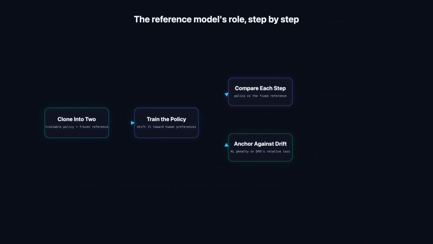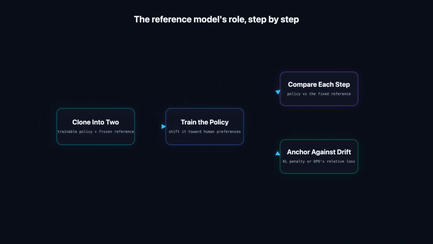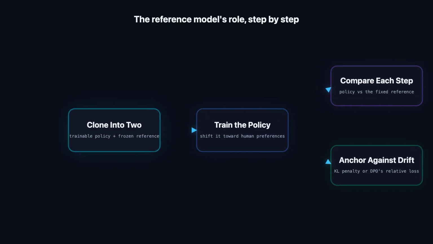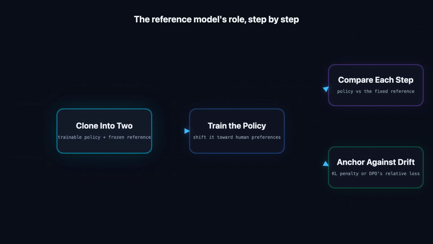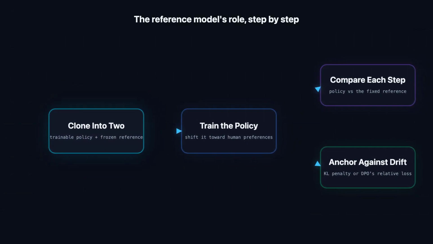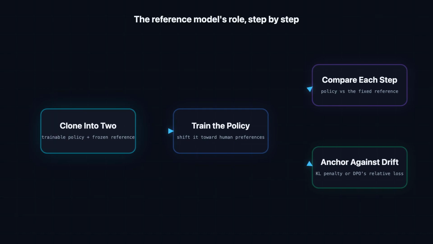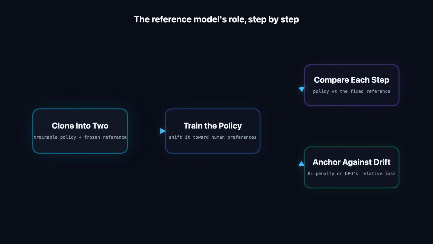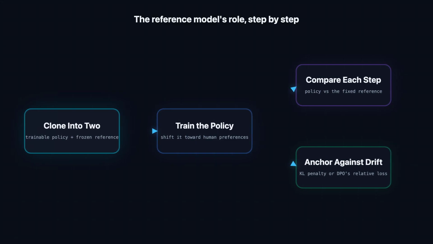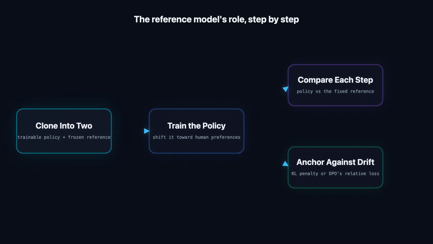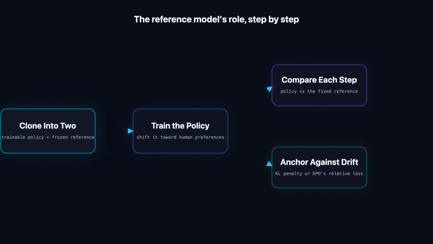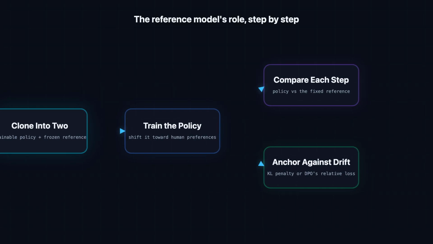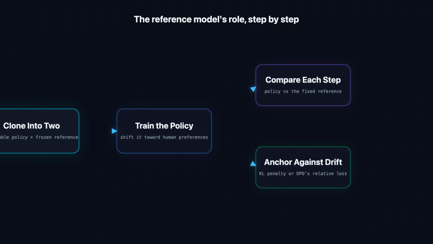So how does this frozen twin actually get used? Follow its role one step at a time. Start at the very beginning of alignment. You take your instruction-tuned model and clone it into two. One copy becomes the policy you will train and update. The other is frozen and set aside as the reference, never changing for the rest of training. In practice, that reference is usually the supervised fine-tuned model you just finished.